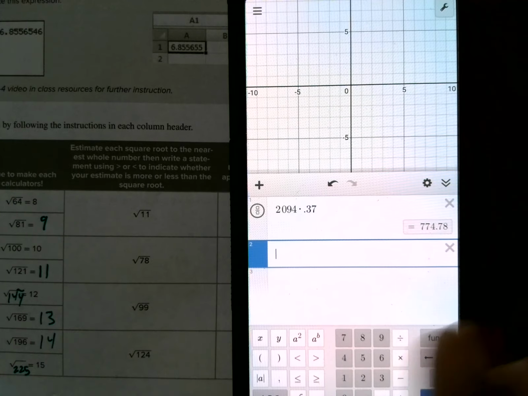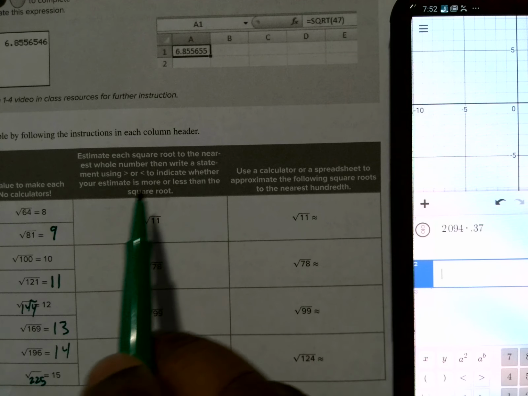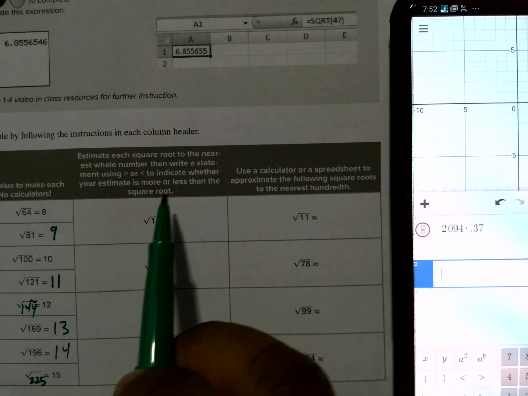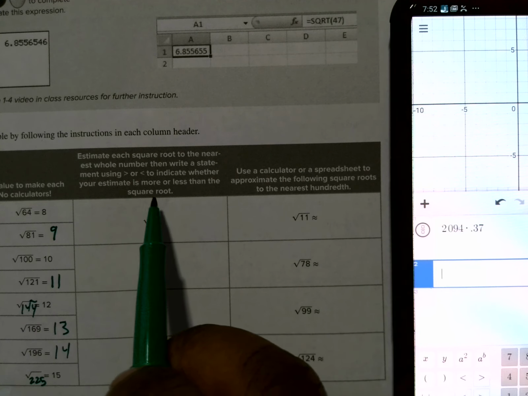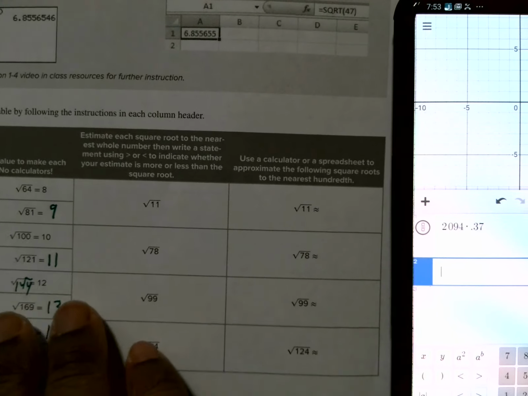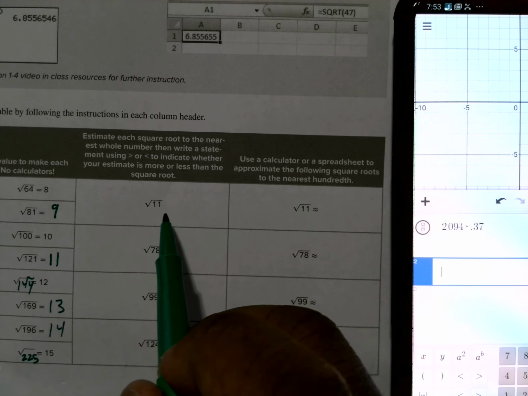Now we're going to move on to the middle portion. It says, estimate each square root to the nearest whole number, then write a statement using greater than or less than to indicate whether your estimate is more or less than the square root. Okay, so now we have the square root of 11.